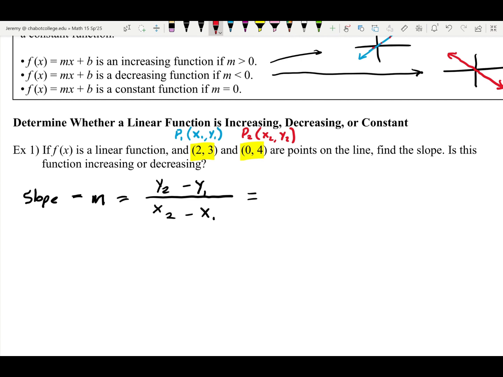I'm going through this trouble because if you mess up the order of either the difference up top or the difference in the bottom, you'll get a sign error, meaning you might get a positive where you're supposed to have a negative or vice versa. So here we go. I'm going to carefully plug these values in. In the numerator, y2 minus y1, so that's going to be 4, that's my y2, minus my y1, which is 3. And then in the denominator, x2, which is 0, minus my x1, which is 2.